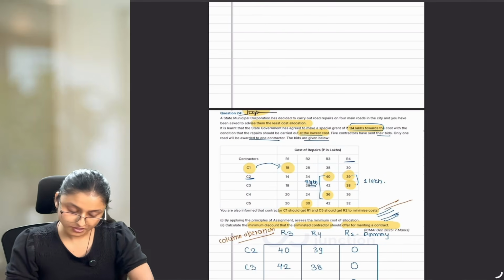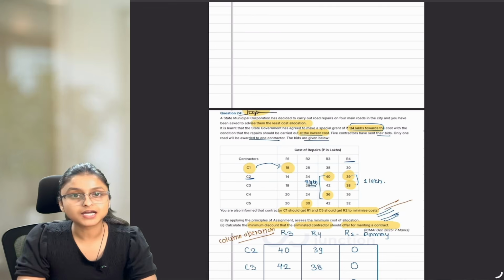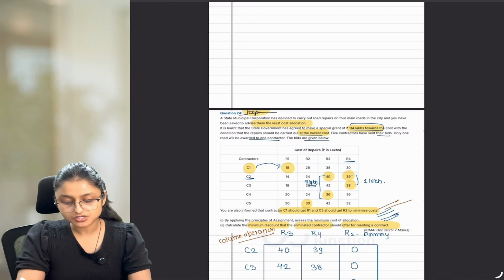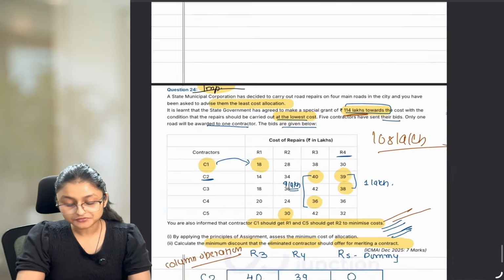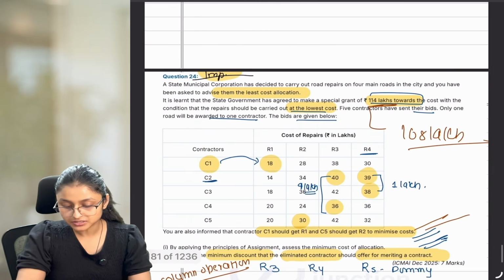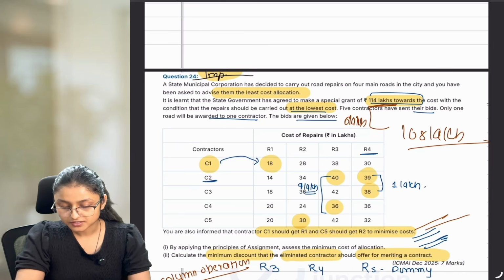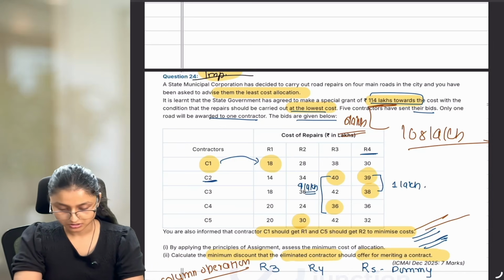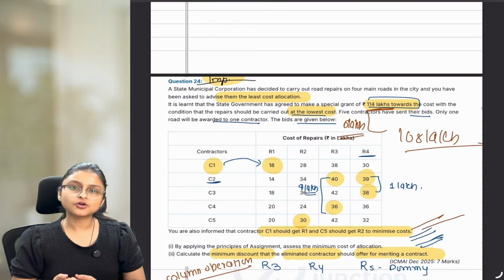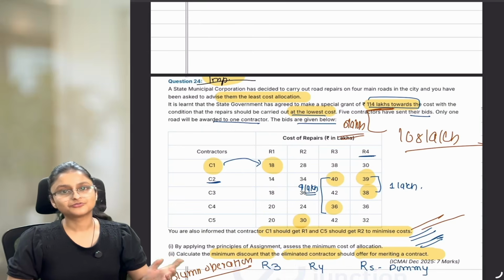Now think about it. If we have done the best allocation, then only 108 lakh is enough. But we have 114 lakhs available. That means 6 lakh will be saved if the best scenario or normal assignment allocation would have been done here. Okay? But as the question doesn't want the normal allocation, what can we do? We will not do that.